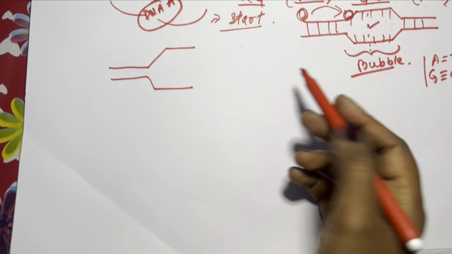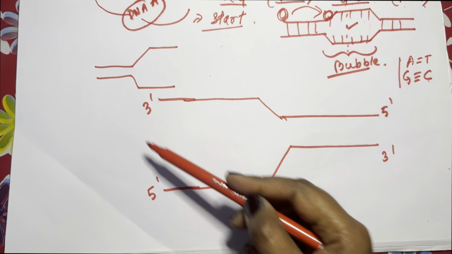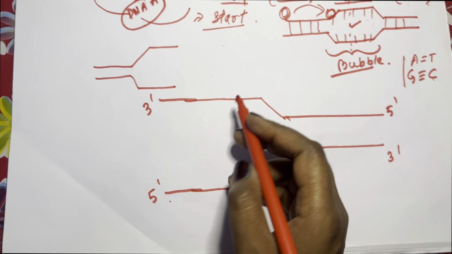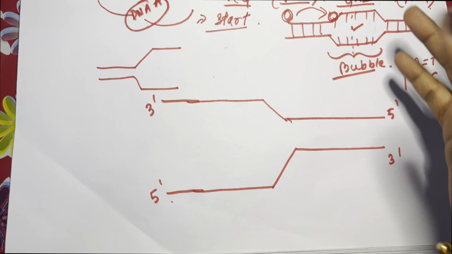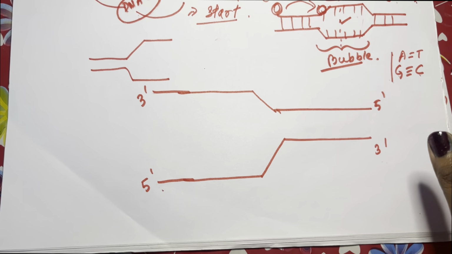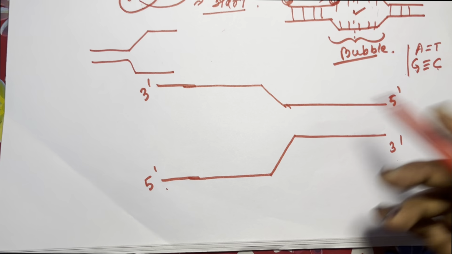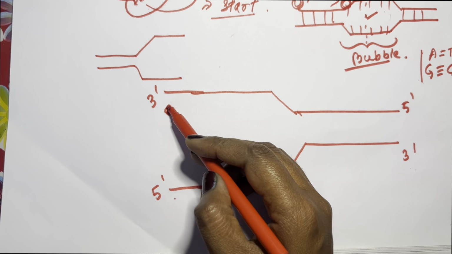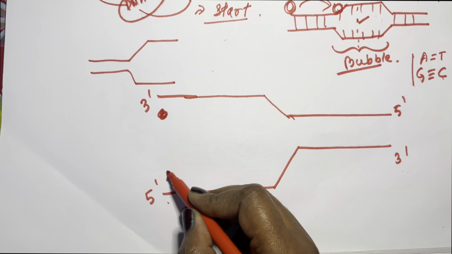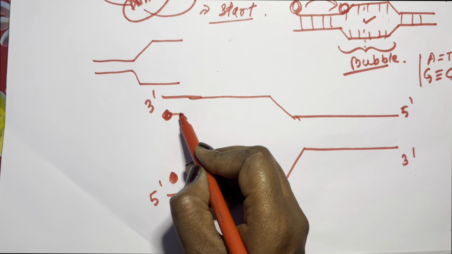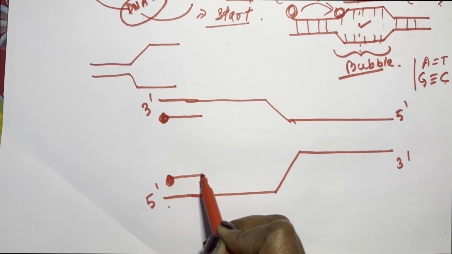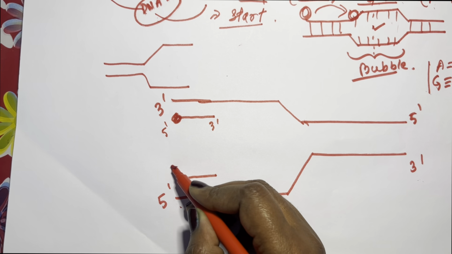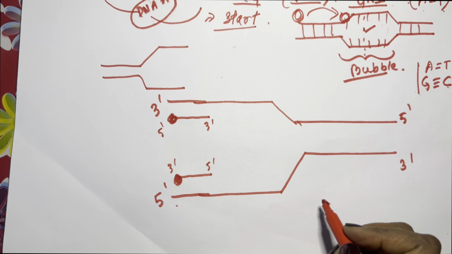Now let's start the process. I have marked the terminals: 3' complementary to 5', 5' complementary to 3'. Now what will happen? Helicase, helicase loader and initiator protein have all already done their activity. Now we'll start from the primase enzyme. The primase enzyme will make a short RNA primer here also, here also. So this we can mark 5', 3' and 3', 5'.